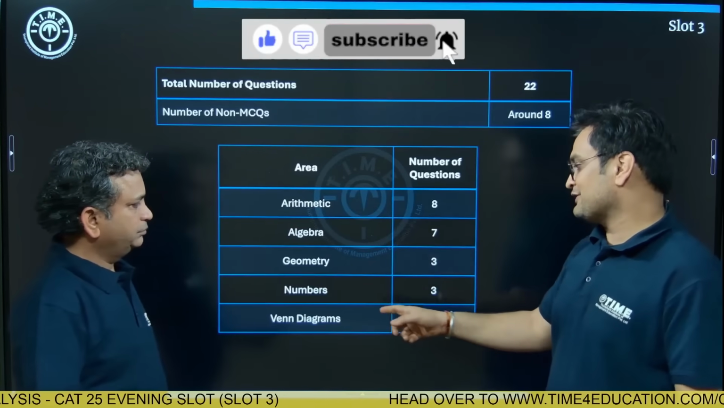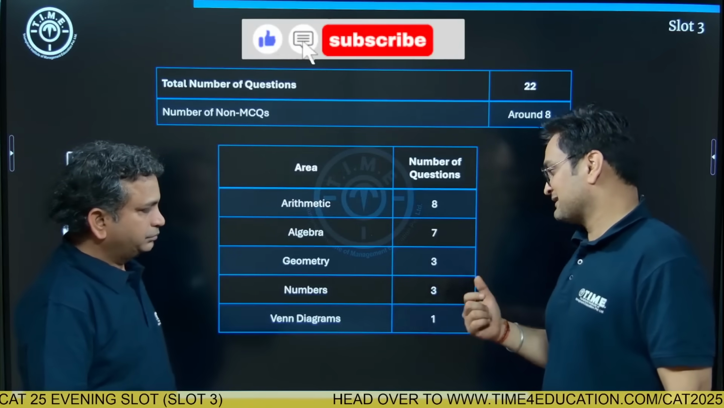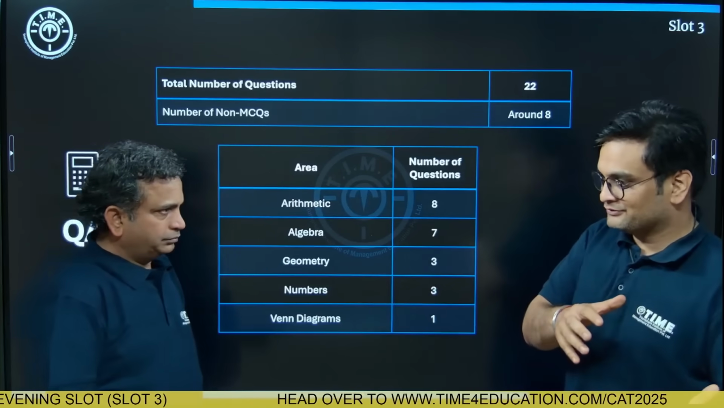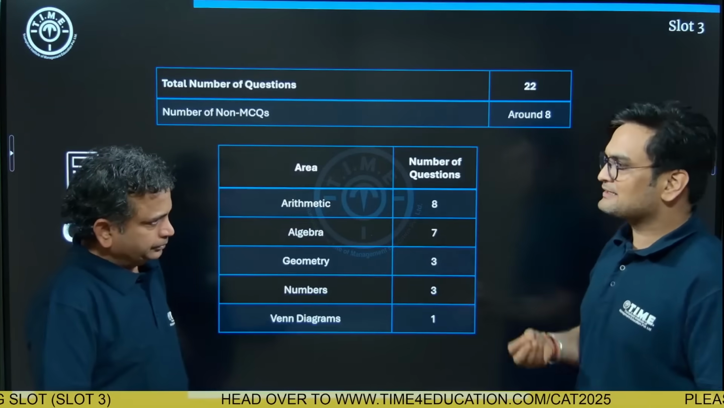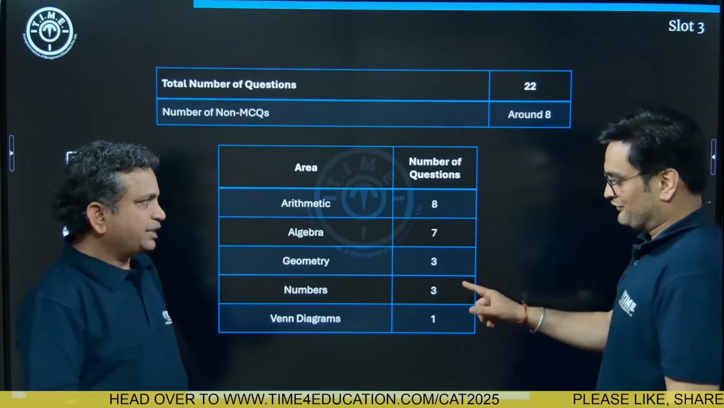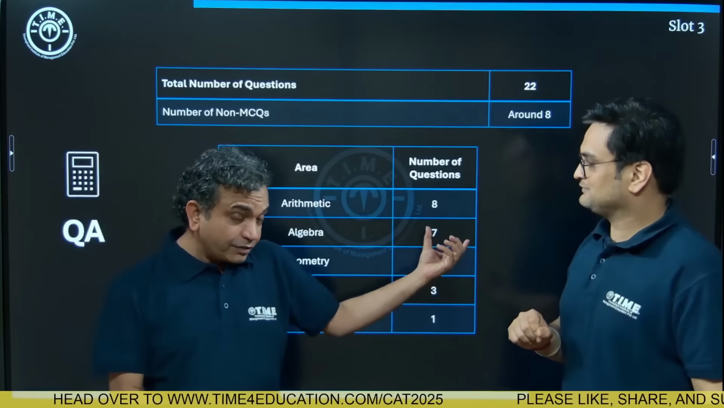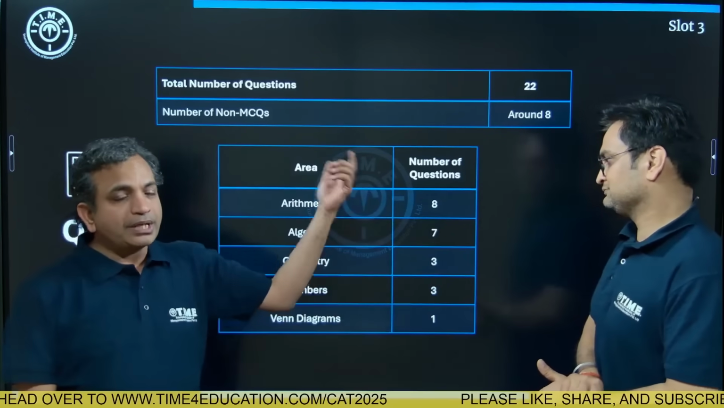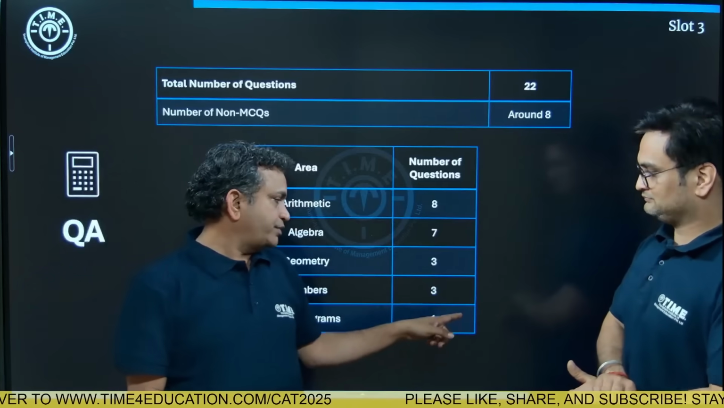But one surprise that we saw was several questions coming from numbers as well. Because in the past years, if you look at the papers, there is one question or none. 1 or 0. This time we had a good number of questions. In the afternoon slot, a similar distribution was seen, whereas in the morning slot, we had only 1 question from numbers.